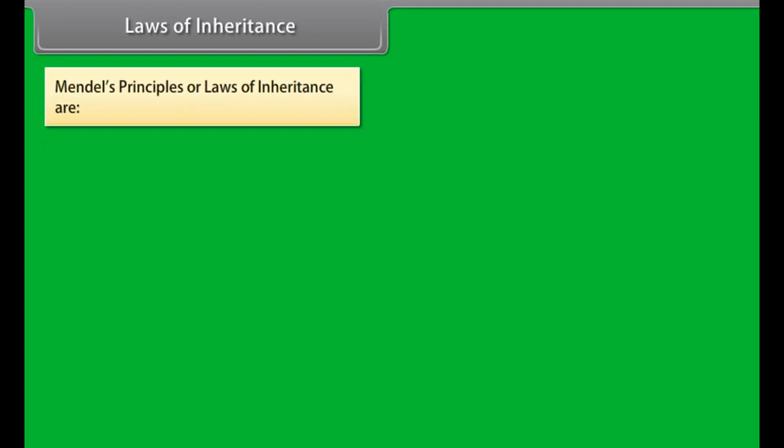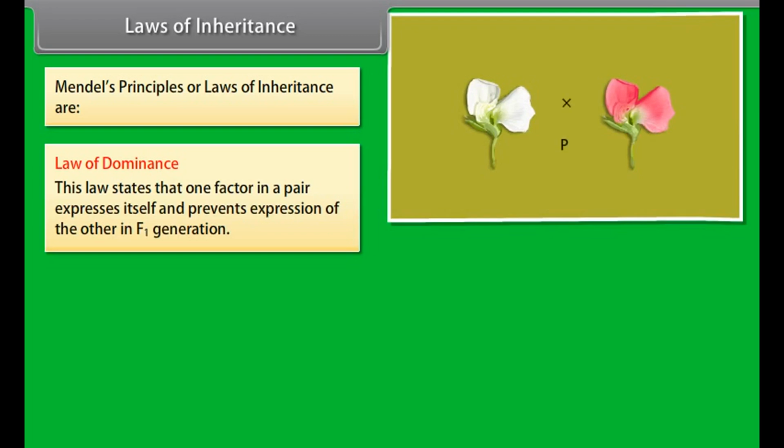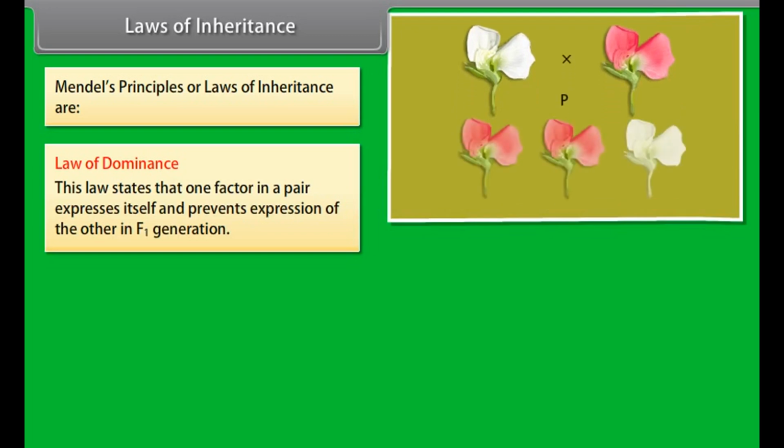Laws of inheritance. Mendel's principles or laws of inheritance are: Law of dominance. This law states that one factor in a pair expresses itself and prevents expression of the other in F1 generation.